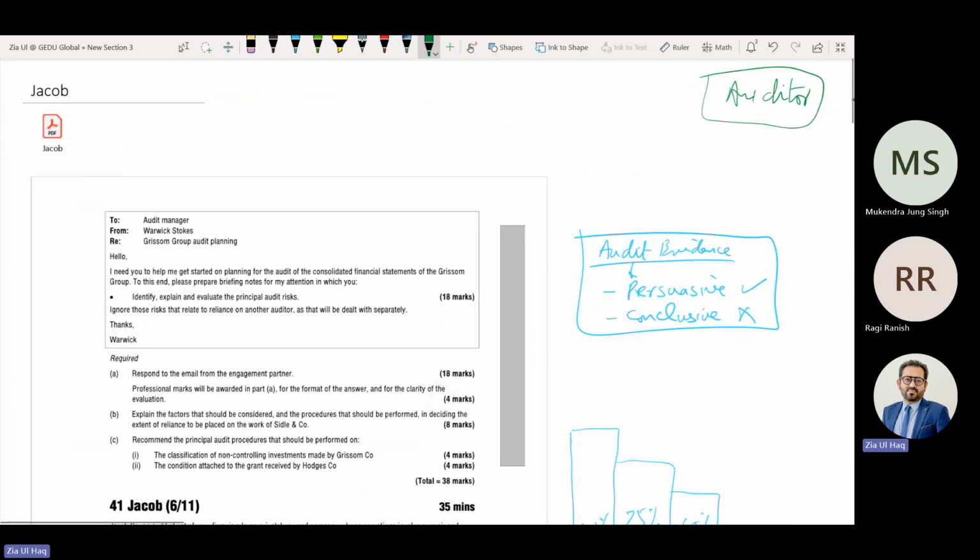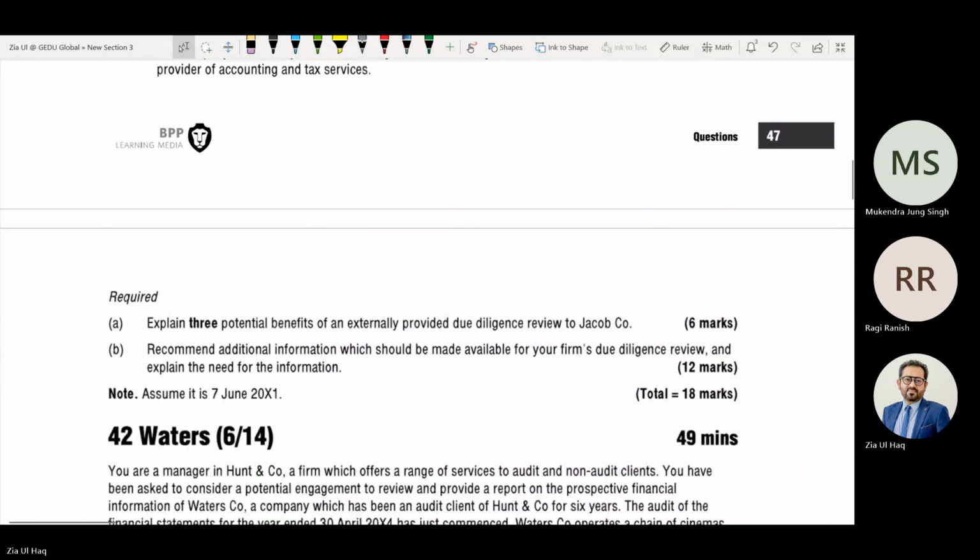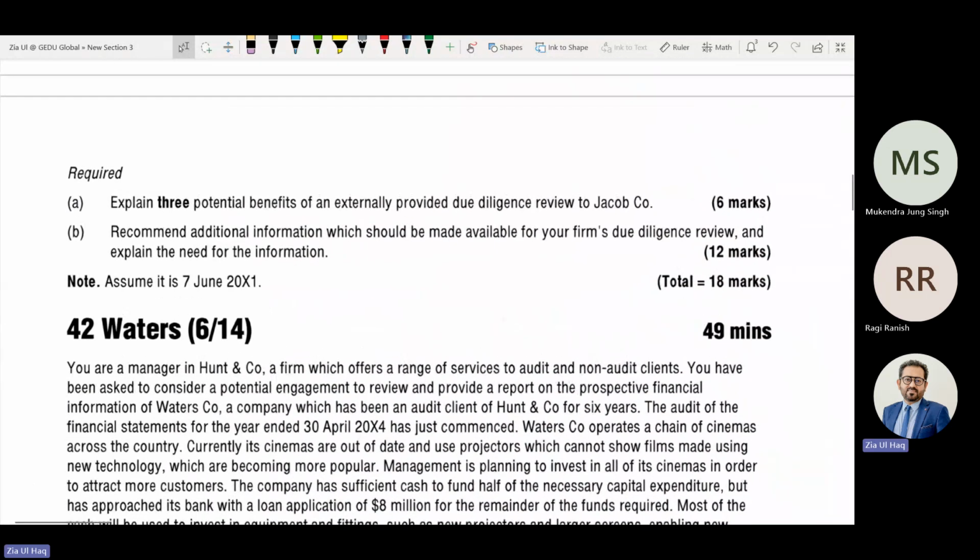So let's move towards a question called Checkup. Part A of the question: explain 3 potential benefits of an externally provided due diligence review to Jacob company. Meaning, company can ask any of the internal employees to perform this due diligence. But if company is taking these services from any external audit firm, what could be the advantages?